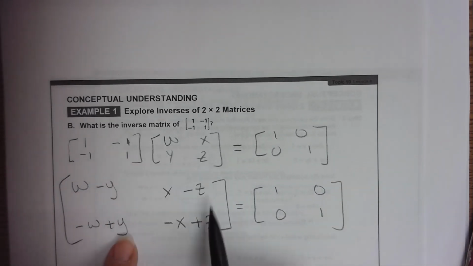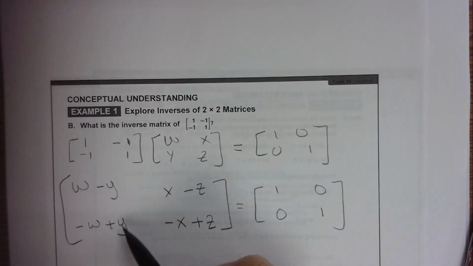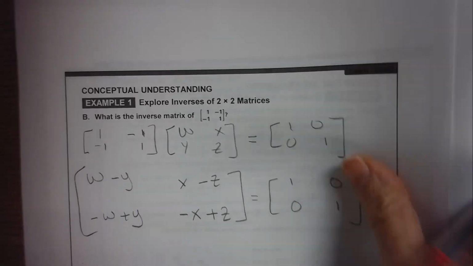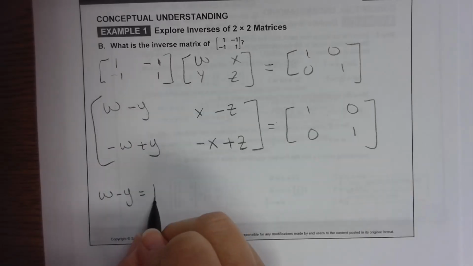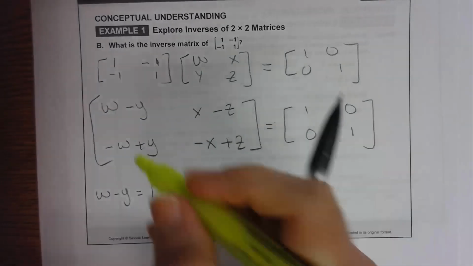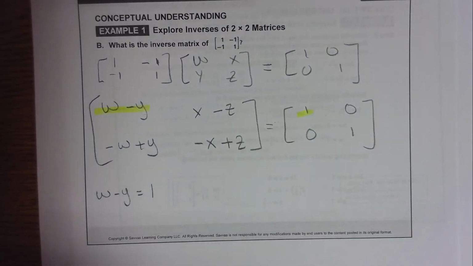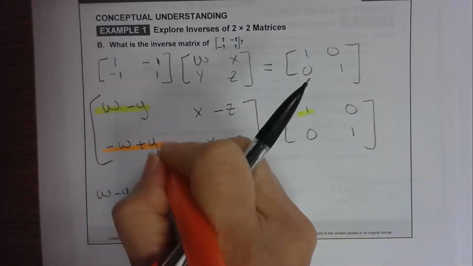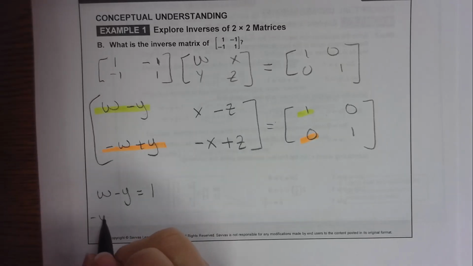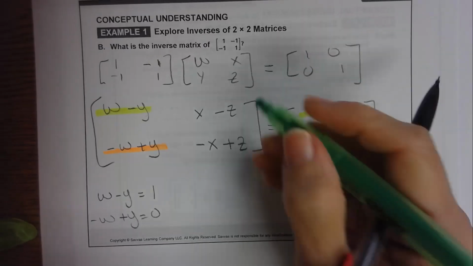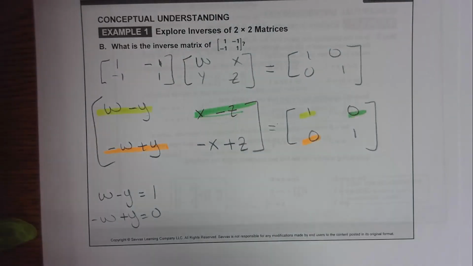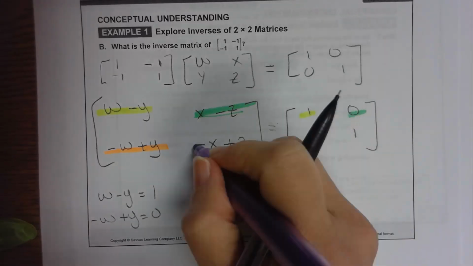Okay, so now I don't have any zeros here. So I'm going to have to set up a system of equations. So let's put the w's and the y's together. This will give me w minus y equals 1. And then we know negative w plus y equals 0. And then we have x minus z equals 0. Okay, and then we have negative x plus z equals 1.